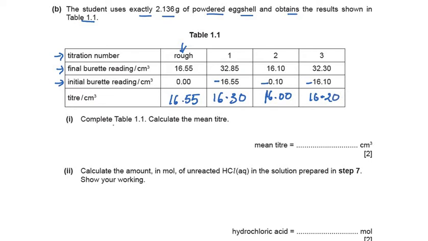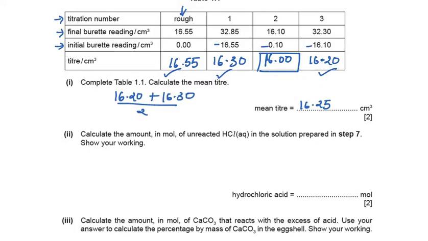Now if we find the mean of these 3 readings, it would be incorrect, because the rough titer we never use for the mean, and out of these 3 readings the second reading is a little far off, because concordant readings should differ by 0.1 only. So considering reading 1 and reading 3, we need to find the difference, and that's the reason we'll take the mean of 16.30 and 16.20, divided by 2. So our mean titer is 16.25 centimeter cube.